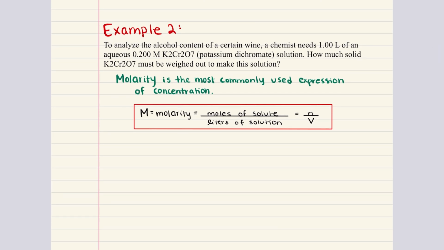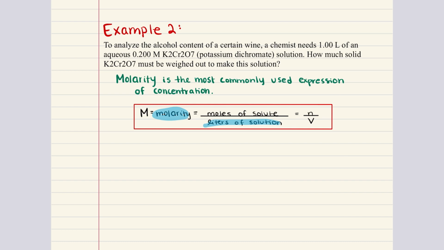Problem 2 reads, to analyze the alcohol content of a certain wine, a chemist needs 1 liter of an aqueous 0.2 molar potassium dichromate solution. How much solid potassium dichromate must be weighed out to make this solution? Okay, so we are given the molarity of the solution. We're given the liters of solution.